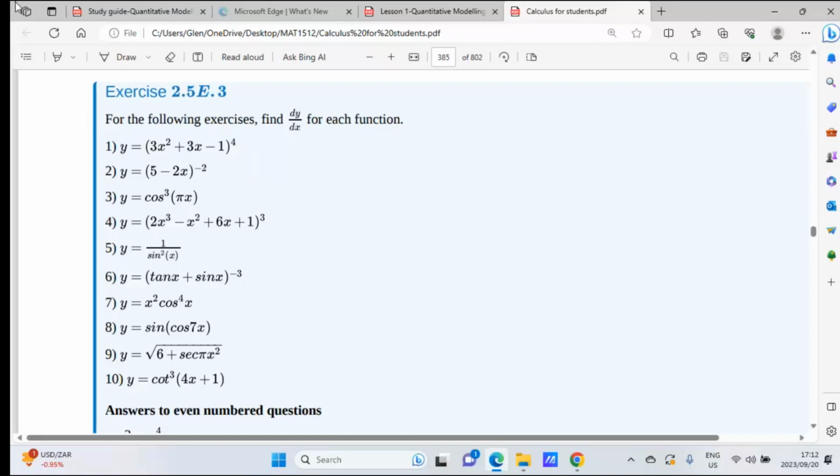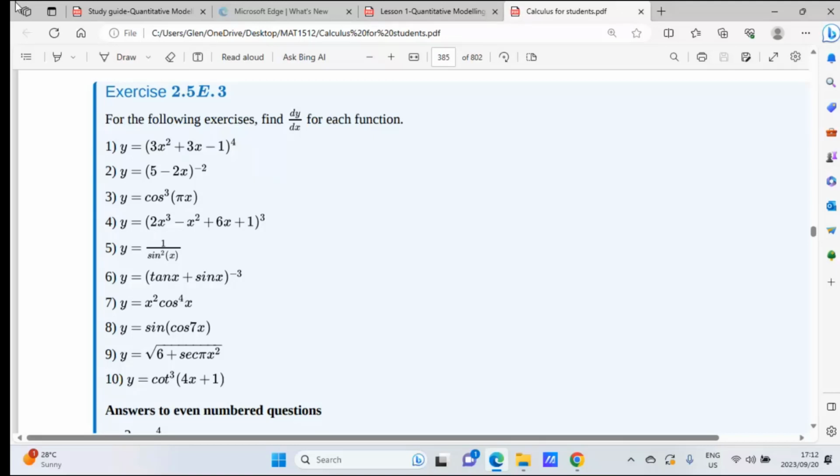Okay. For number 9, the answer that I got was pi sec squared pi x. Whoa, hey, can you see that? Yes, sir. This car will make a big accident when it crashes, when it travels at this high speed. Okay, sir.